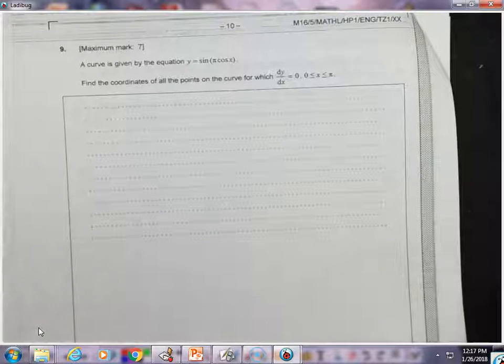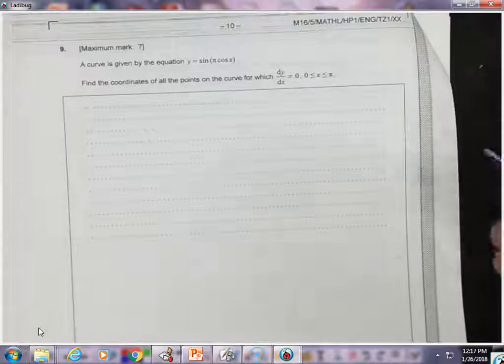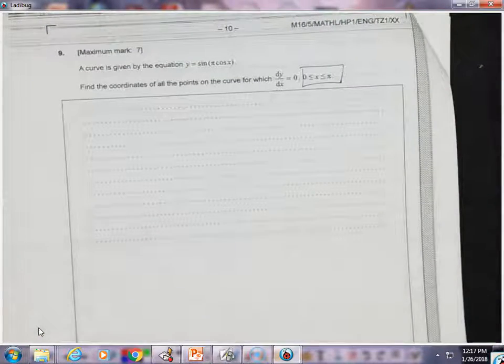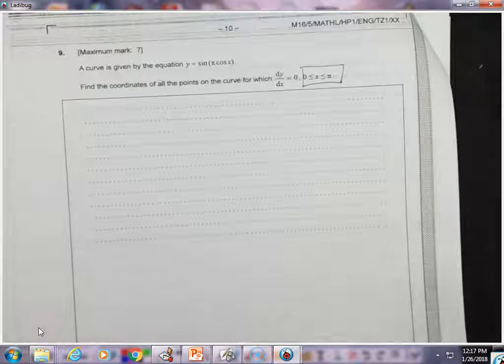Find the coordinates of all the points on the curve for which the derivative equals 0, and they have limited us to finding the answers that are between 0 and pi, which is quite typical considering that sine and cosine oscillate, and you tend to have an infinite number of solutions if they don't limit the answer for you.